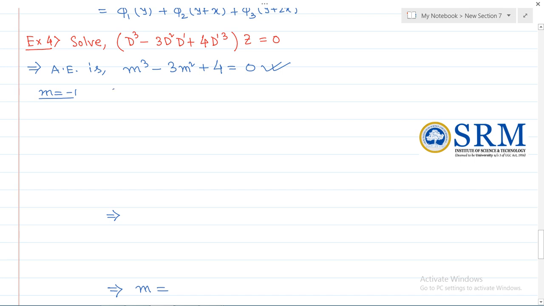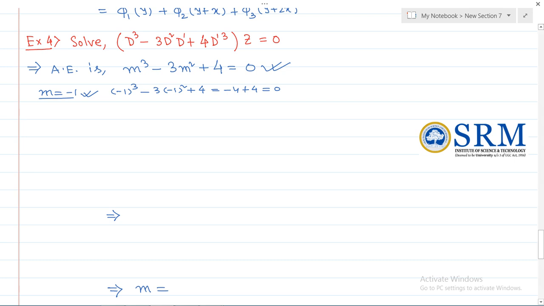Minus 1 whole cube, minus 3 into minus 1 whole square, plus 4. So here it will come minus 4 and plus 4, so it is going to be 0. Therefore m equals minus 1 is definitely one of the roots of our equation. How do we find the other two roots? By the method of synthetic division, which I am going to explain right now.